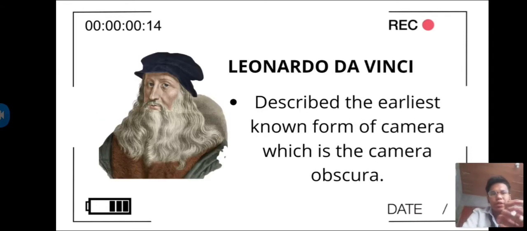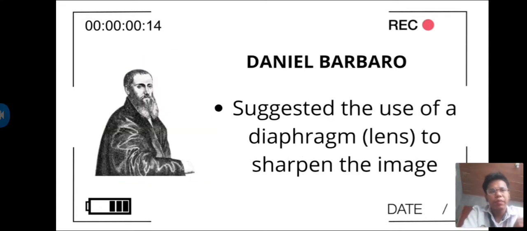Next one is Leonardo da Vinci. Kilala naman natin lahat kung sino to. He described the earliest known form of camera, which is the camera obscura. Camera obscura means dark or darkened room wherein it projects an image of its surrounding on a paper.